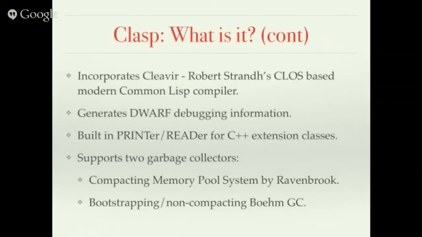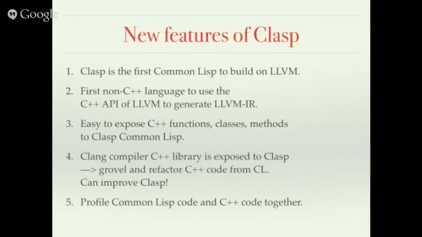There's a couple of other things. I generate DWARF debugging information, so I can use LLDB to debug Common Lisp and C++ together. My stack frames are interleaved C++, Common Lisp, C++, Common Lisp. Clasp supports 2 garbage collectors. The main one is going to be the Memory Pool System, which is a compacting garbage collector, which means it moves C++ objects around in memory, constantly compacts them, so it could run essentially forever on a fixed footprint of memory. I use the Boehm GC just to bootstrap this GC. So it's the first Common Lisp built on LLVM. I think that's about all I want to say here.